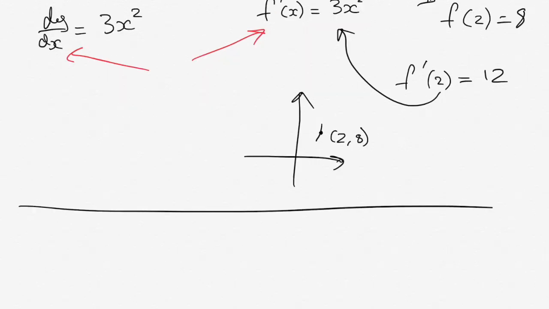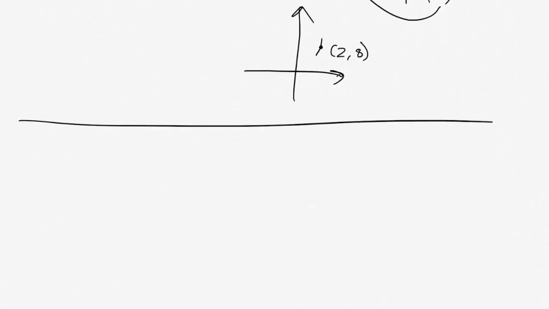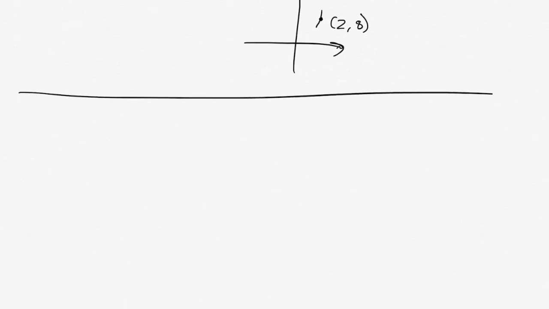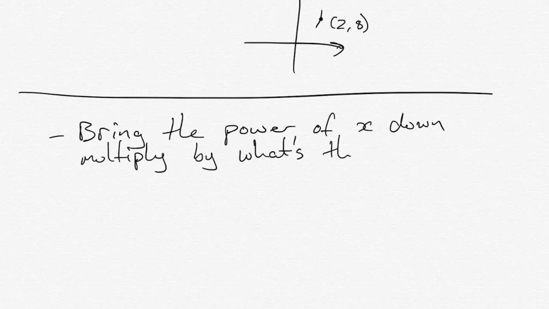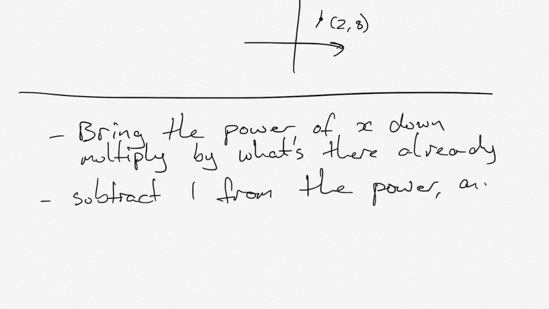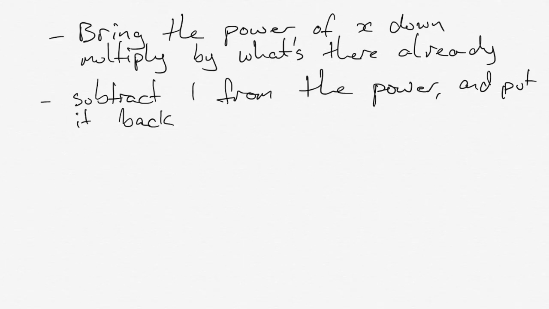All right, the next step that we're going to talk about is how do we find the derivative? There are some complex ways of doing it, but I'm going to show you the really simple shortcut way. It's not considered mathematically rigorous, and later on we're going to work out a really good, proper way of doing it. But for now, let's just show you what I call the shortcut method. The shortcut method is quite simply bring the power down. So we're going to bring the power of x down, multiply by what's there already. And the next thing we're going to do is subtract 1 from the power and put it back. Those are the two things you do.